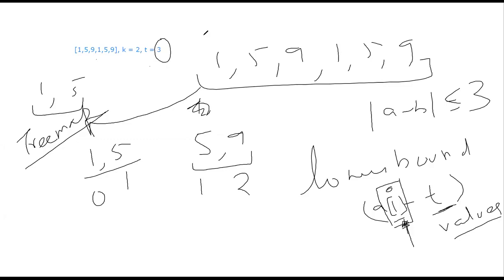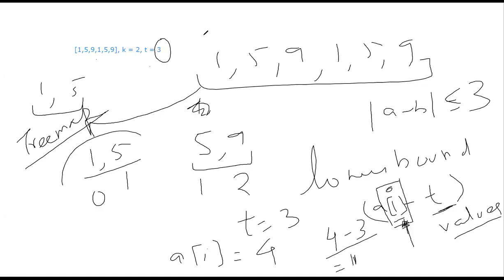Okay, so let's assume t equals 3, and suppose the a[i] you are looking for is 4. Then you are trying to find whether you have 4 minus 3 equal to 1 in your map already. Right, that's yes. Now suppose your a[i] is minus 4.